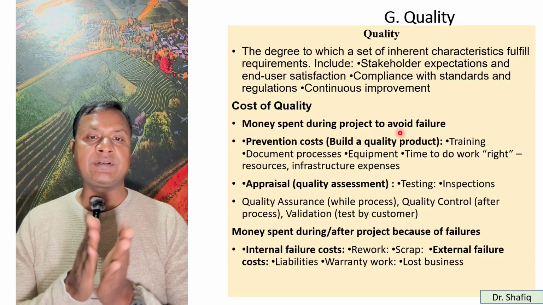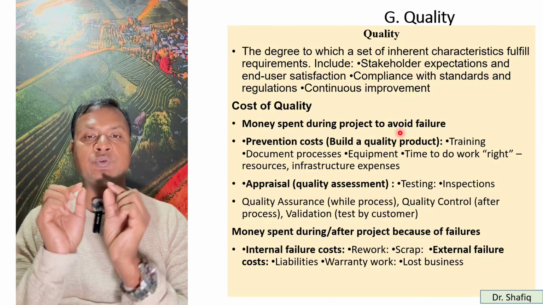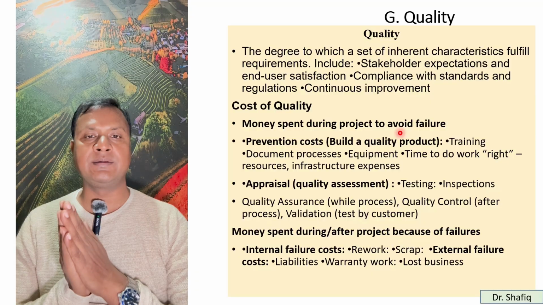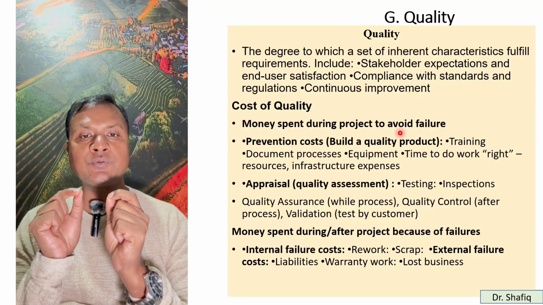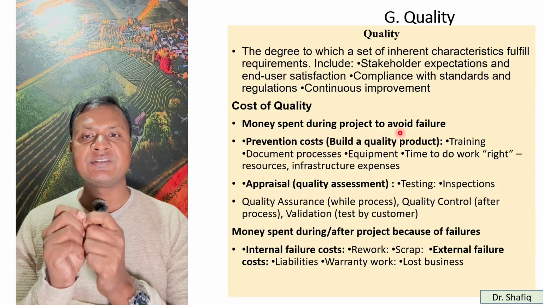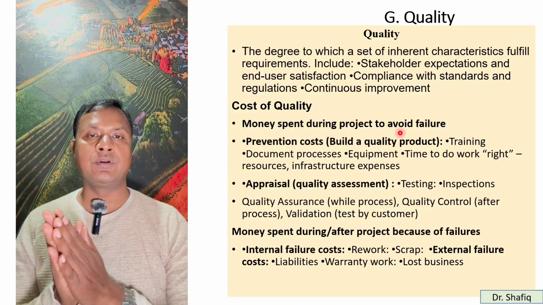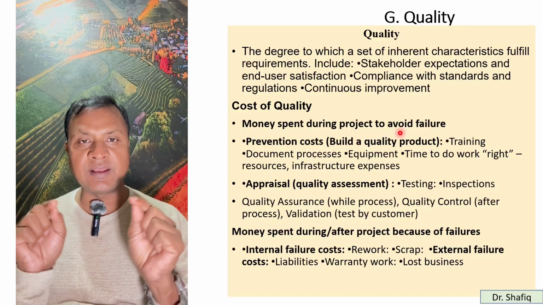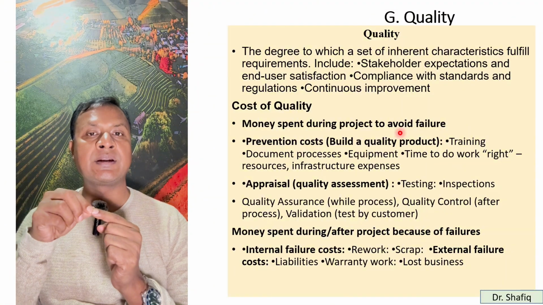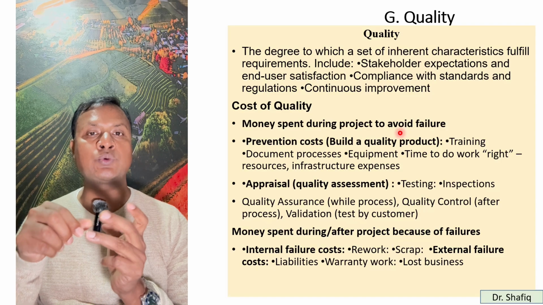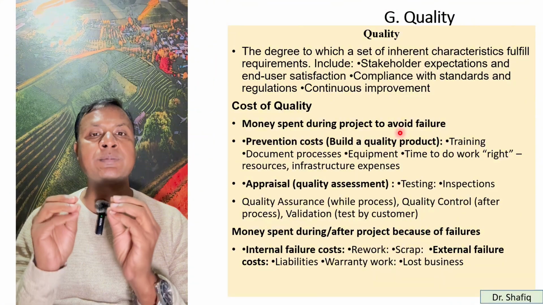So now, if you want to manage the quality of a product, the quality of deliverables, you must spend some money because there is a cost of quality. What is the meaning of cost of quality? Cost of quality means money spent during the project to avoid failure. So you don't want to fail. So you have to give certain emphasis and importance to the team members, to the quality of the product, the quality of the inputs. So prevention cost. Cost of quality is prevention cost.